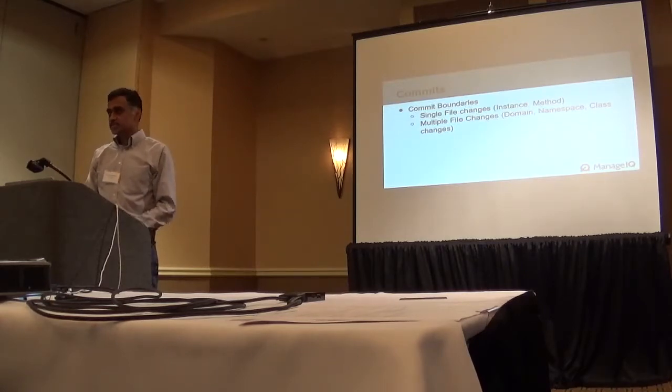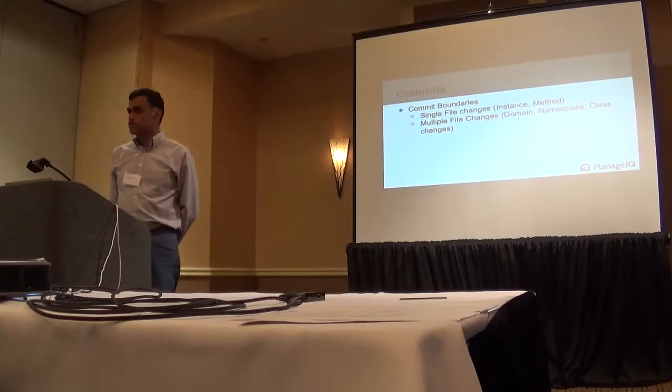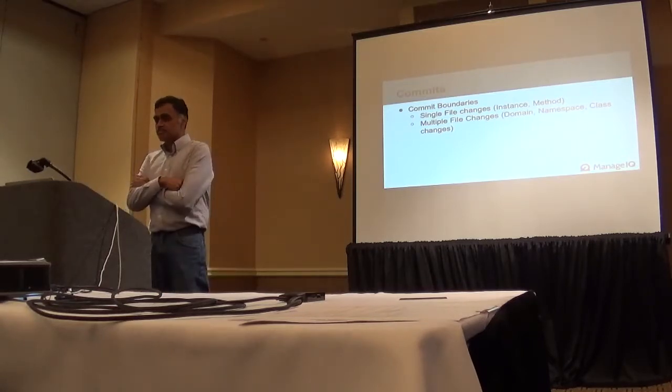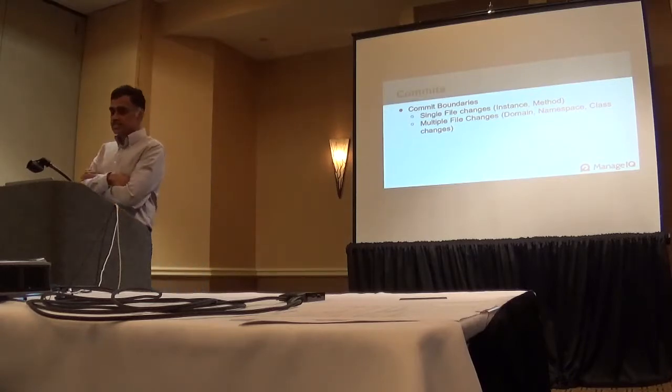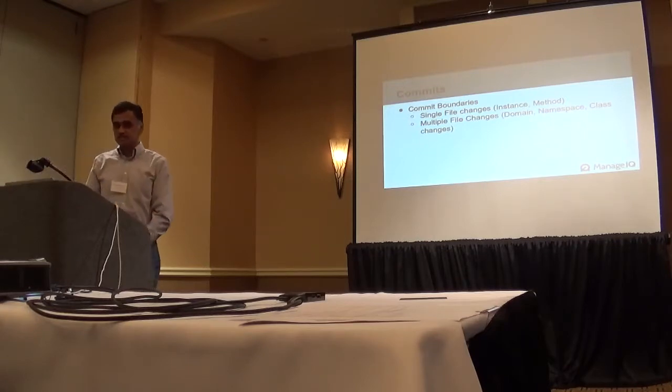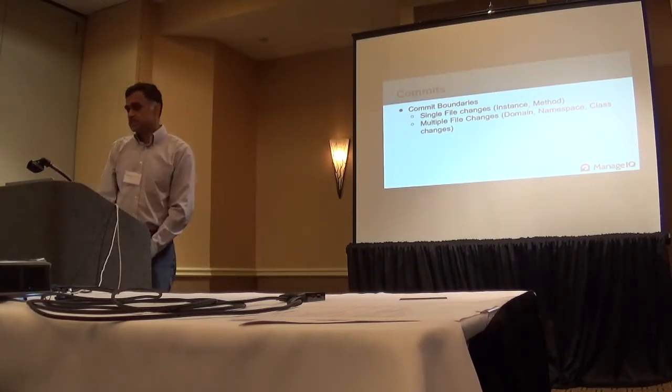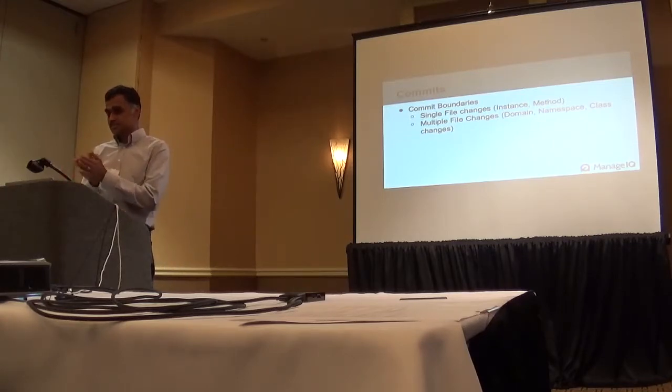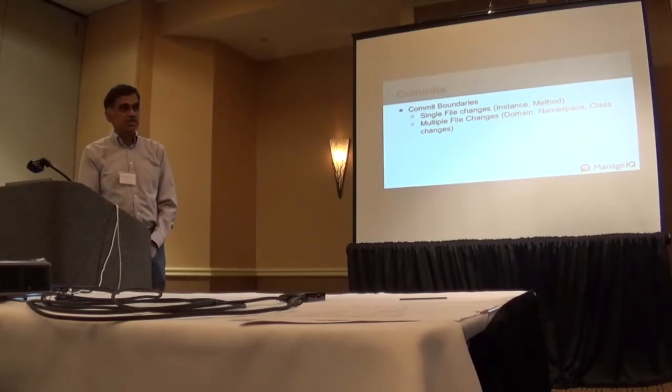This is the question, Dan, you're asking: what the commit boundary should be. A commit boundary could be a single file change if you're changing an instance or a method. But when you work at a domain level, say if you wipe out a domain, namespace or class, it takes a whole bunch of files underneath it. So we need to decide the commit boundaries: single file, multi-file, user configurable, or based on how many changes are being made to the system. Based on the commit boundary configuration, we can do the commit and save the information. Maybe also ask the user if they want to put in a commit message so they can track what the changes were.